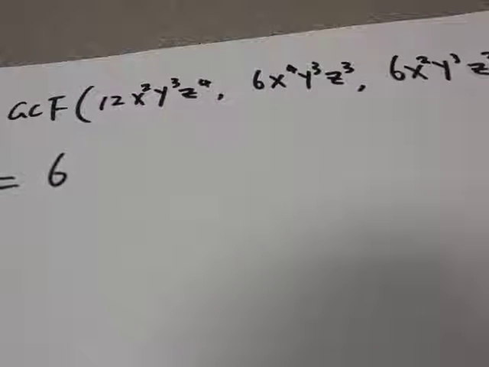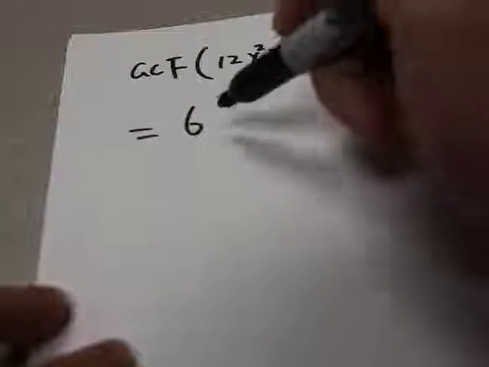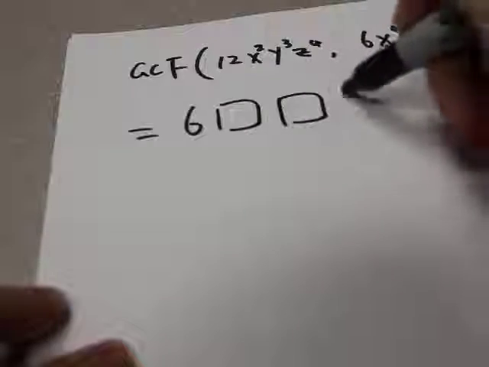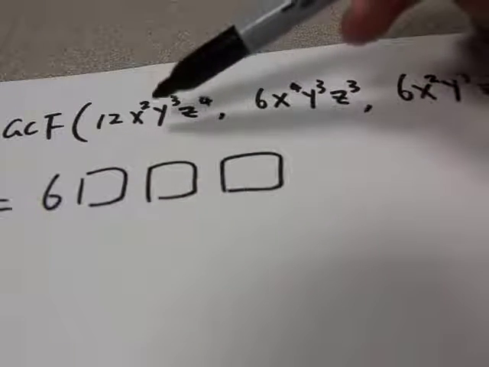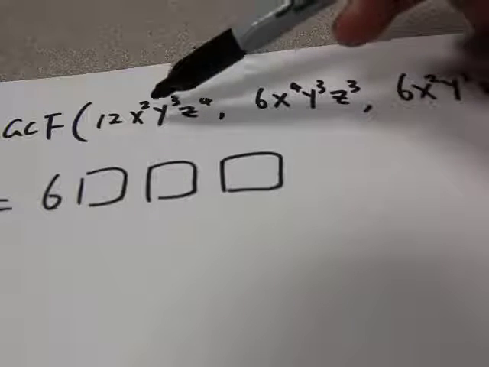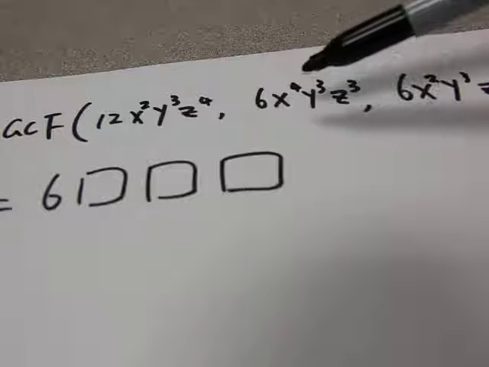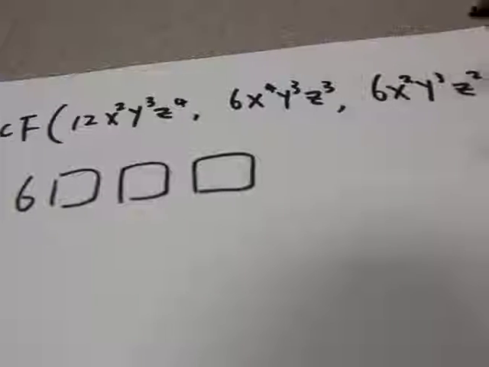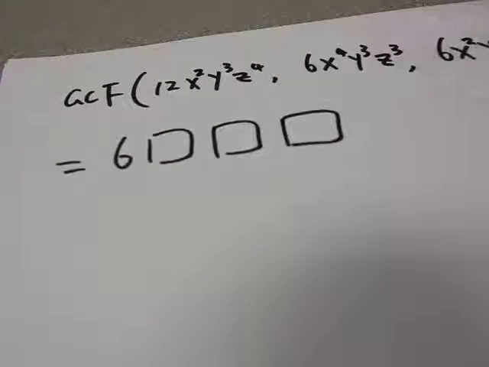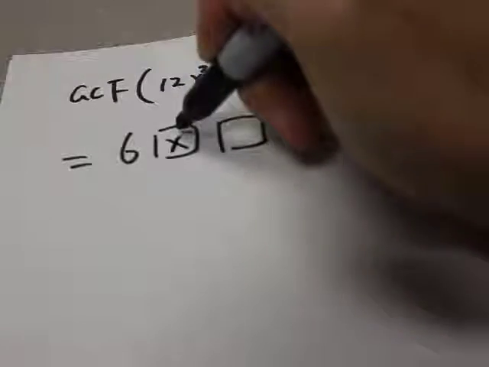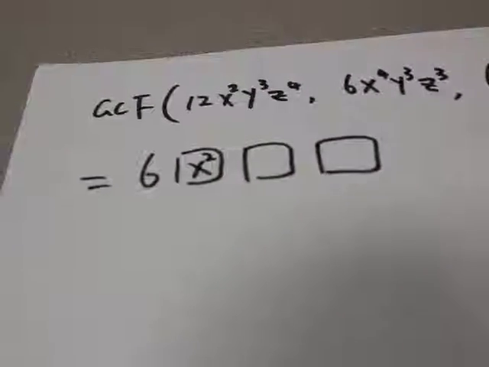Then let's determine the variable part. This time we have three variables: x, y, z. Let's check x. So in the first monomial, the power of x is 2. In the second monomial, the power of x is 4. In the third monomial, the power of x is 2. So the lowest is 2. So the variable part for x is x squared.